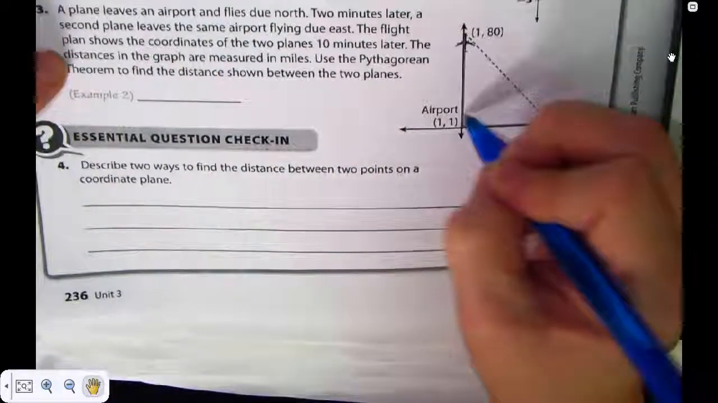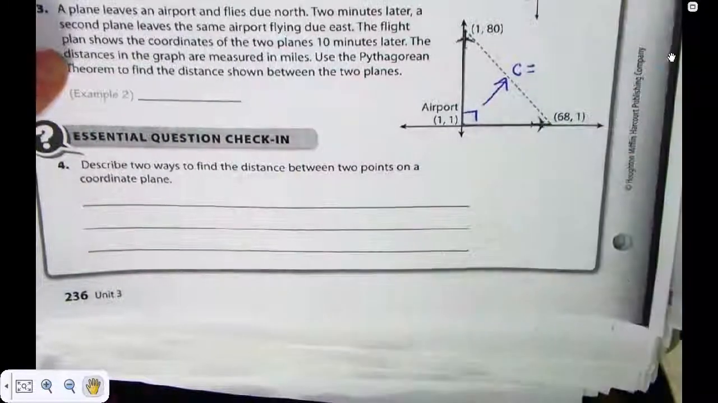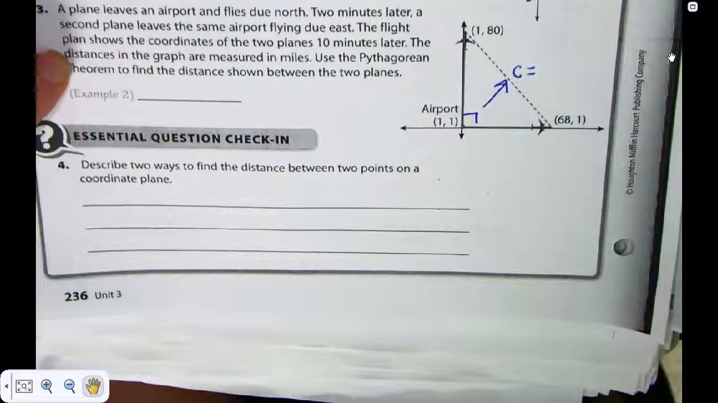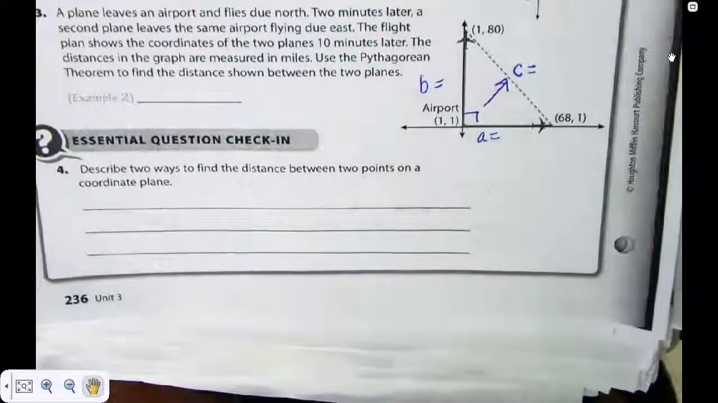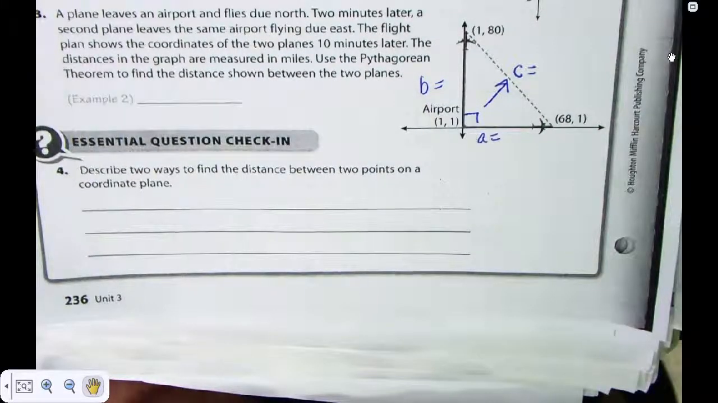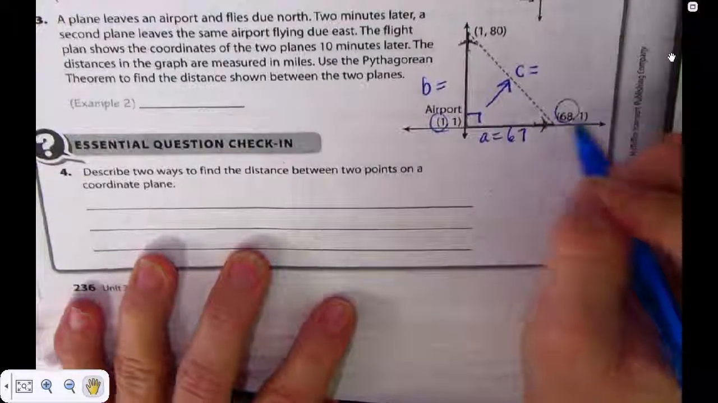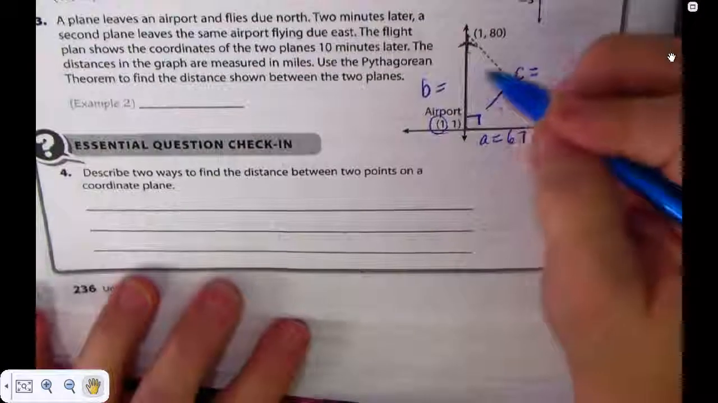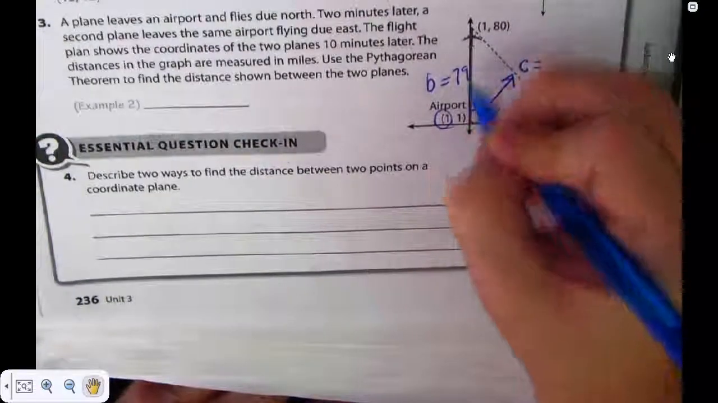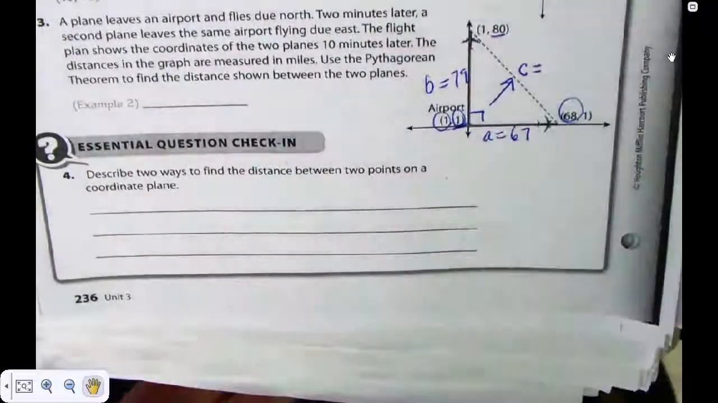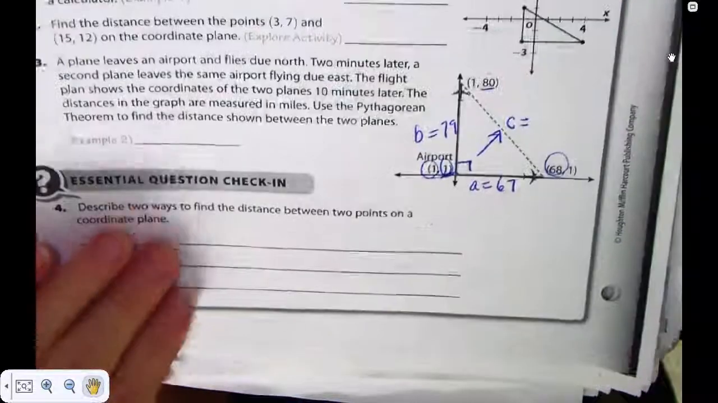Let's label correctly. Here's your right angle. They want to know the distance between the two planes. So what are we trying to find? The hypotenuse. Good job. So let's put A here and B here. Go figure what A would be. A goes horizontally. So A is what? 67. Because all you had to do was subtract your x's. Now B is going to be, yeah, because you're going to subtract your y's, 1 and 80. 80 minus 1 is 79. Okay? And then we know how to work it. Okay? Turn the page.